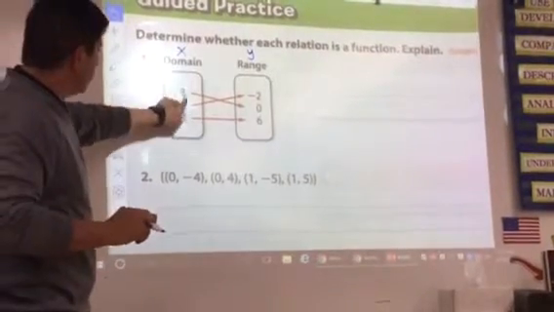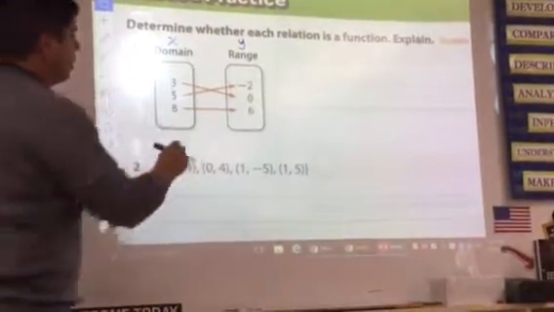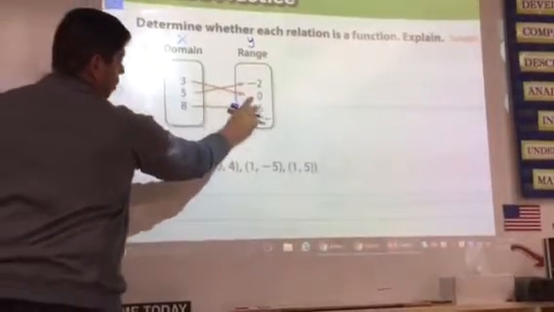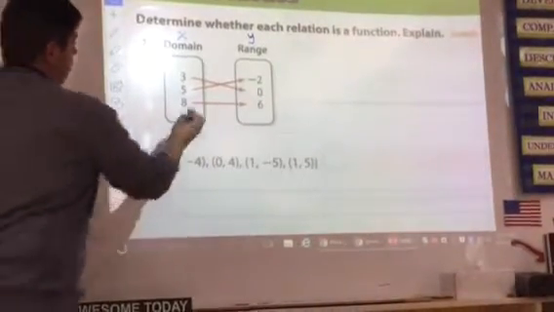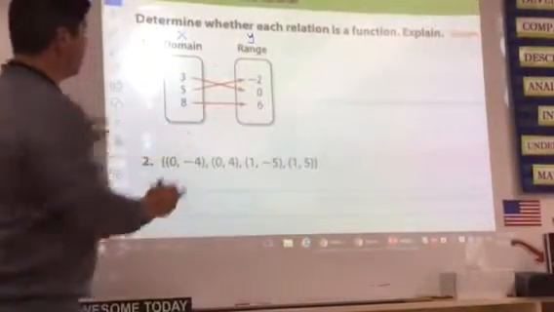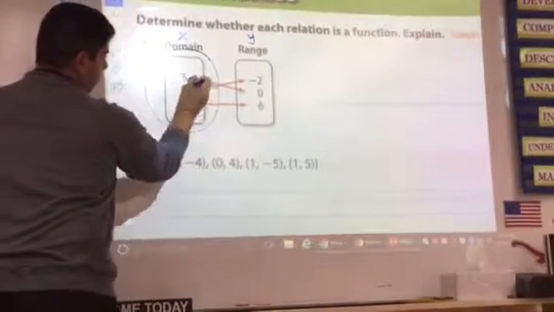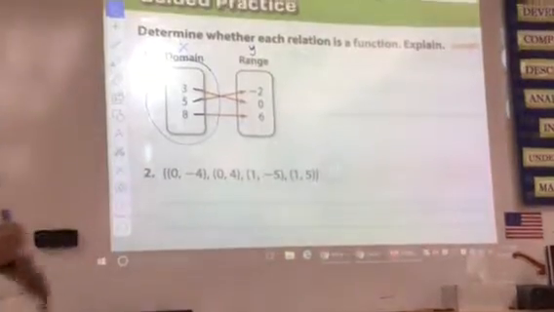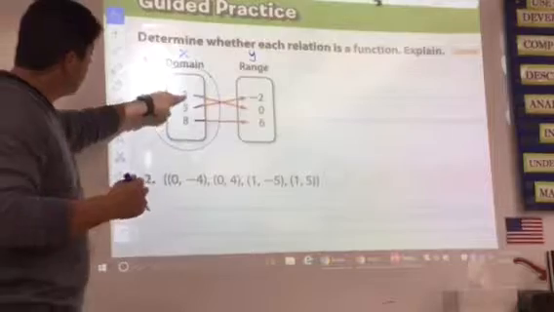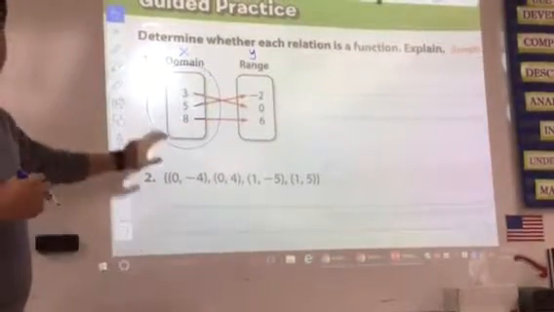So what I'm doing is looking at each x value and making sure that it only goes to one y value. The arrows tell me how many values it goes to. So this 3 goes with the 0. This 5 goes with the -2, and this 8 goes with the 6. Out of these x values, do they only go to one y value? Yes. The 3 only goes to 0. It doesn't go to 6. So that means that it is a function.